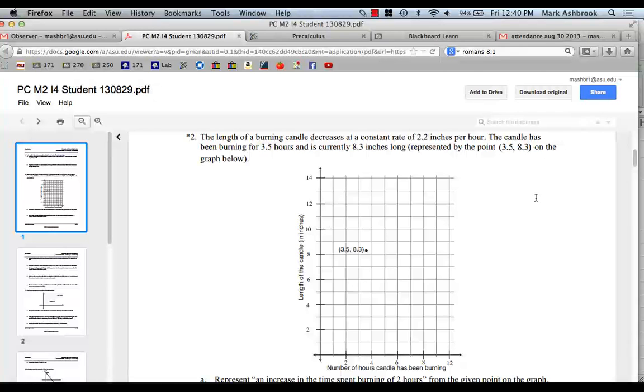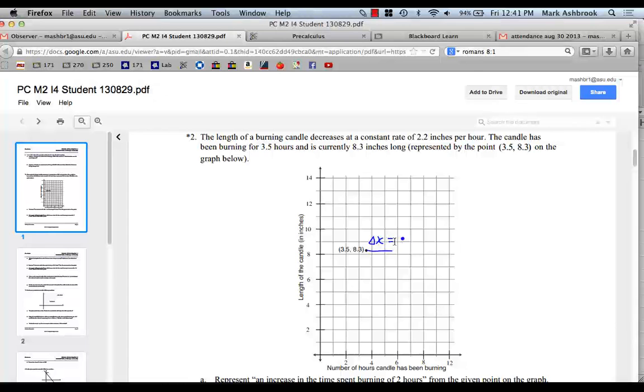So first of all, they want us to represent a change of time of 2 hours. So starting at 3.5 hours, do we draw a horizontal or vertical line to represent a change of time of 2? Right or left? So I'm going to go to the right, like this. And how do we represent that? What symbol is that? Yeah, delta. Delta t, or in this, so delta x. Okay. And what does that equal?